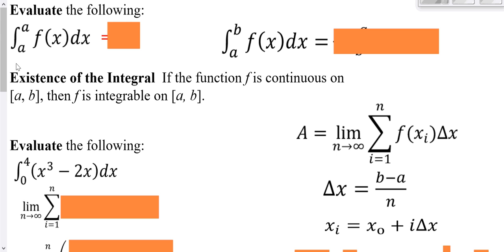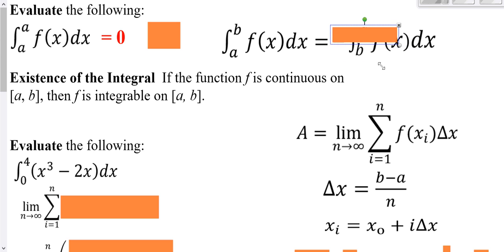So let's go ahead and consider this integral. We'd be looking at our area between a and a. A is the same thing, so you're looking at the area in between the same number. Well, there is no area in between the same number, so it would be 0. Now, if you go ahead and take your bounds and switch the order, you really get the opposite of your area. So if you switch your bounds, you get the opposite of your area.